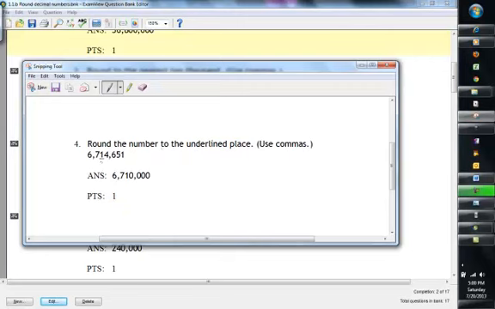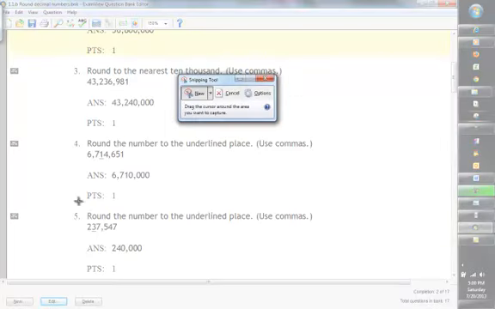Next one. Underlined place value here is the 10,000s place. Circle it, look at the number after it. It's not bigger than 5. So we leave it alone, write everything in front of it the same, write everything after it as zeros, so we get 6,710,000.